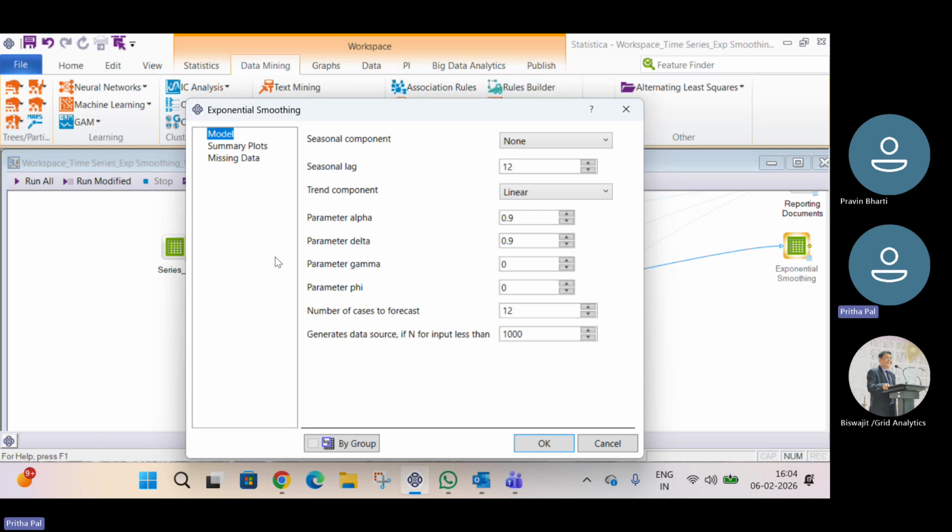If one is conceptually clear, she or he will very well know that when there is no trend and seasonality present in the time series data, normally we use simple exponential smoothing, and if only the trend component is present, we use double exponential smoothing, and when the trend and the seasonality both are present, we use triple exponential smoothing. So let's get started with simple exponential smoothing for ease of understanding.